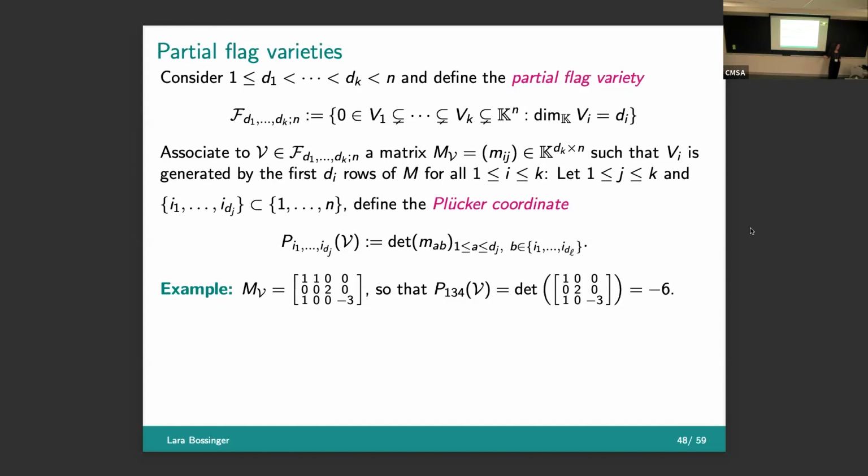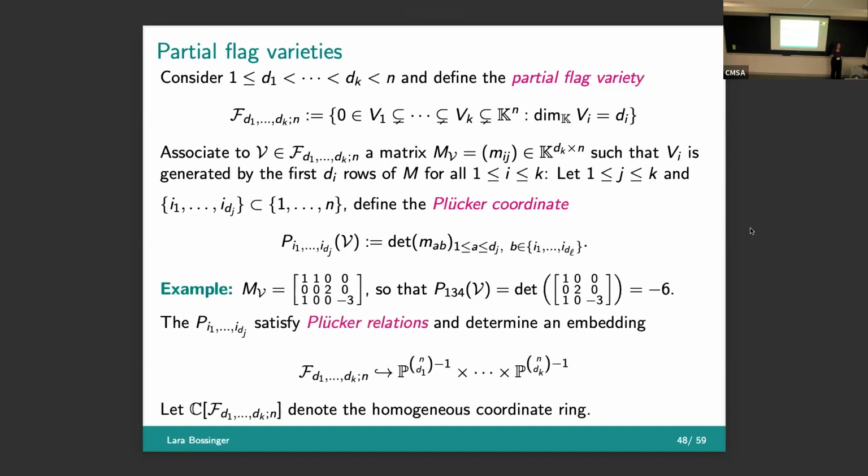So here's an example. If this is my matrix, so my vector space, I didn't even say what's the flag. That's funny, yeah. So this could be any flag, 1, 2, 3, or just 1, 2, or just 2, or just the Grassmannian. In C^4 or K^4, then P_{1,3,4}, well, it picks out 1, 3, and 4 as columns and computes the determinant.